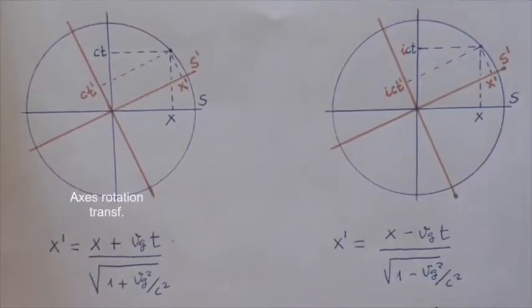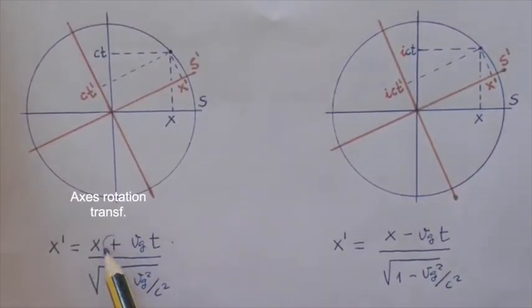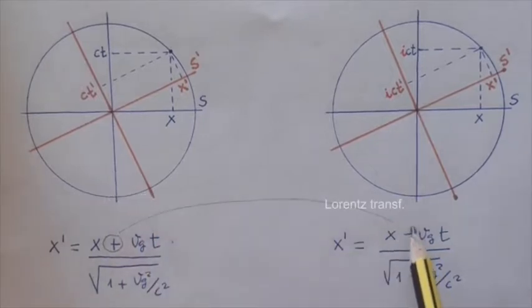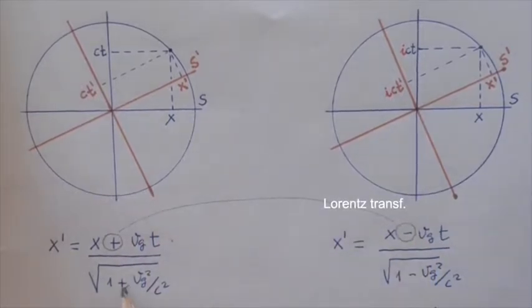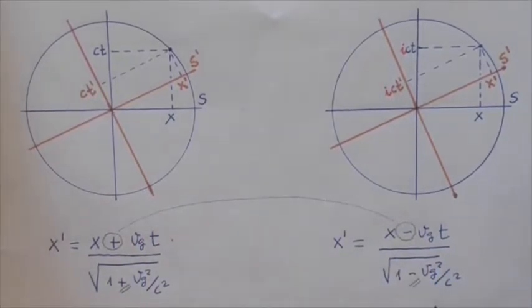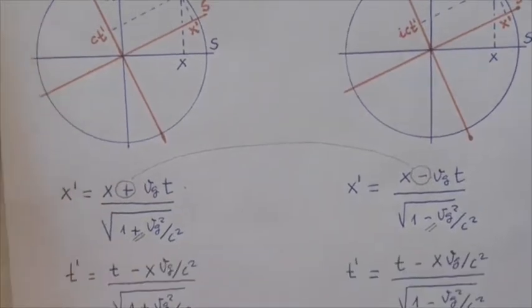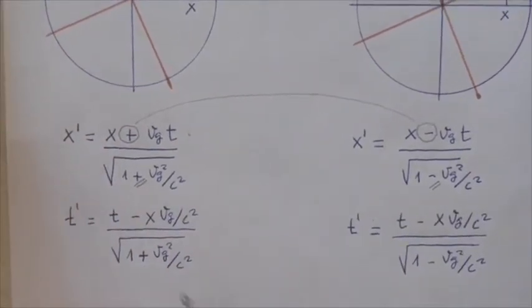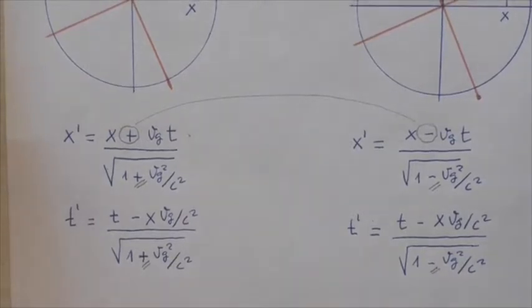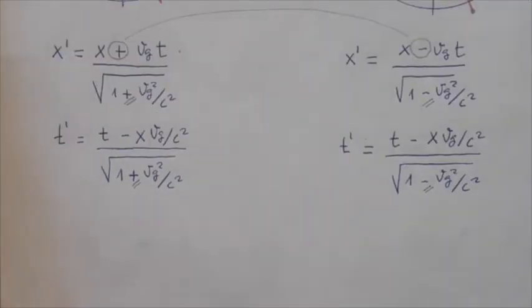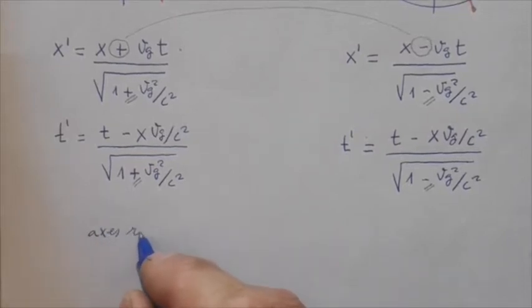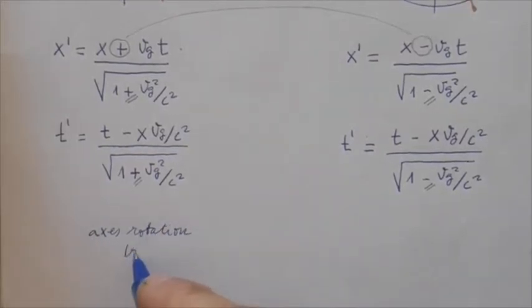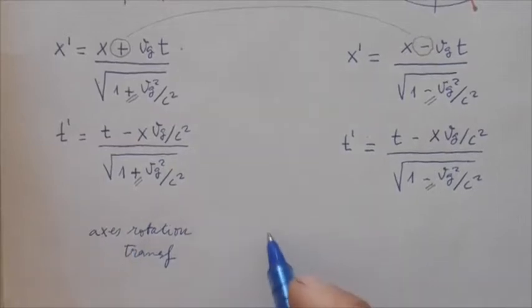As for the first expression, the one referring to the x prime, there is a sign change in both the numerator and in the square root of the denominator. In contrast, in the second expression, which refers to the t prime, there is only one sign change, and it is, again, the one inside the square root. Therefore, it is clear that the conventional axis rotation is not exactly the same as the Lorentz transformations.